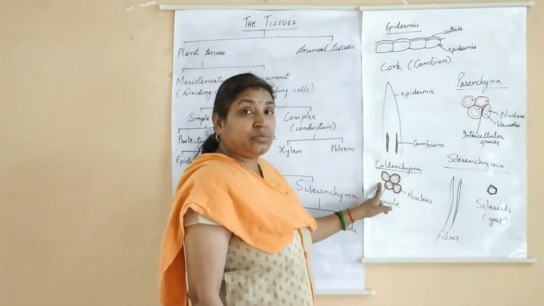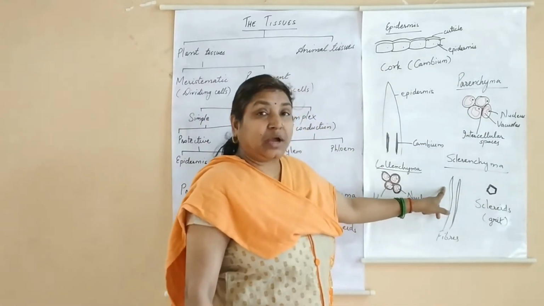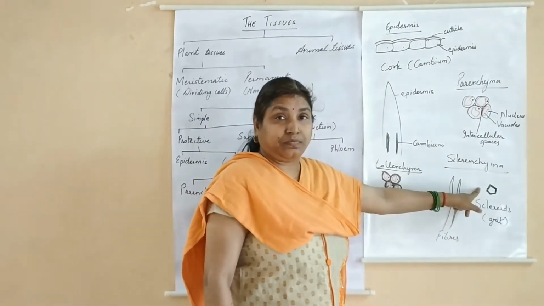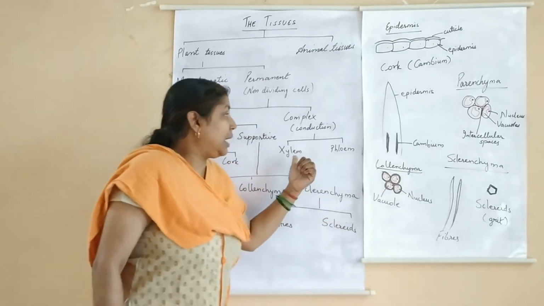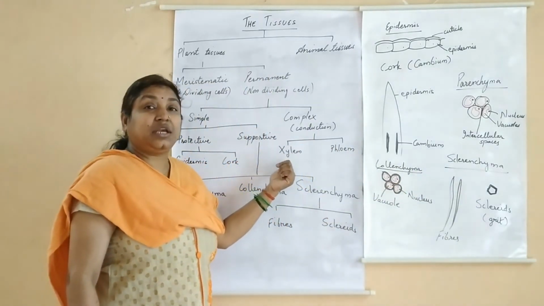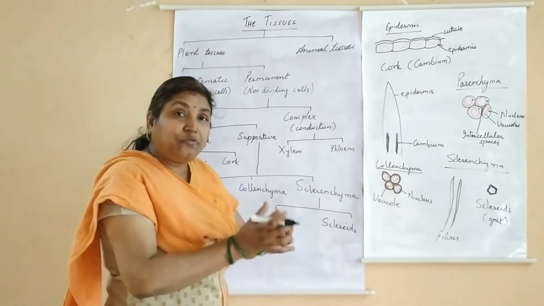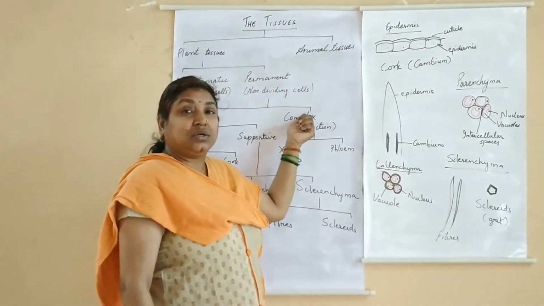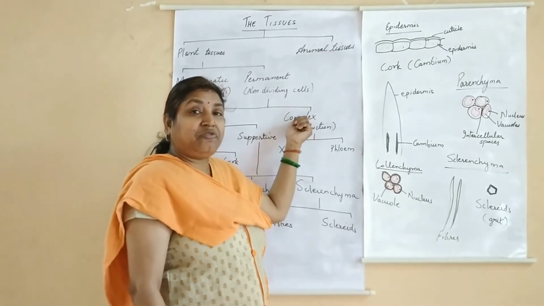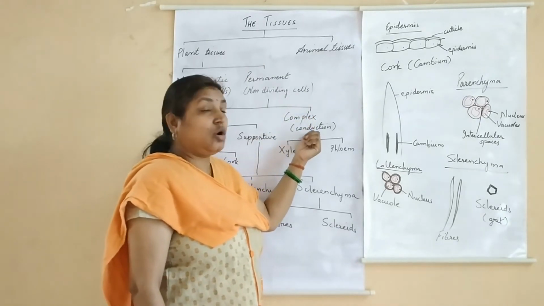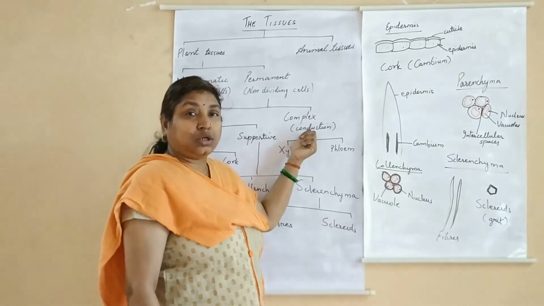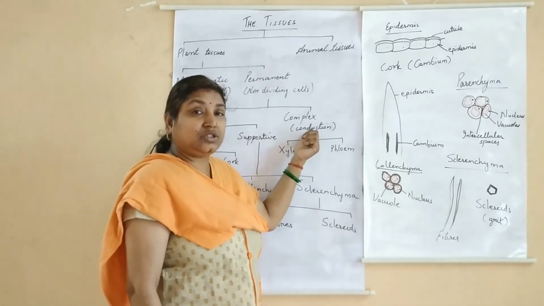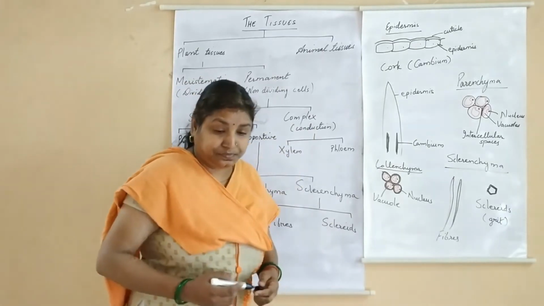Collenchyma, here also they look similar. If sclerenchyma is in the fiber form, they also look similar, and sclereids also have a similar look. But in phloem and xylem, now you will see they are made up of a group of tissues. That is why they are known as complex permanent tissue, and their function is conduction of food, water and minerals to different parts of the plant. So let's do that in detail.